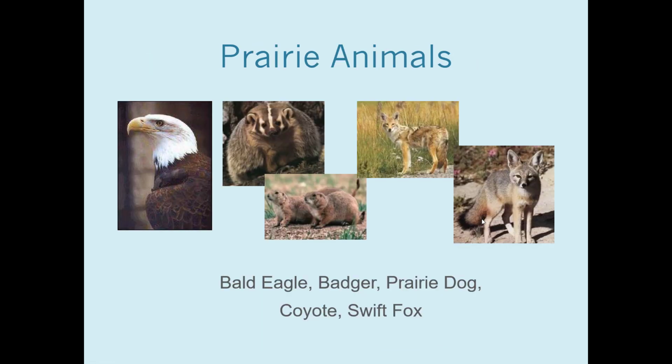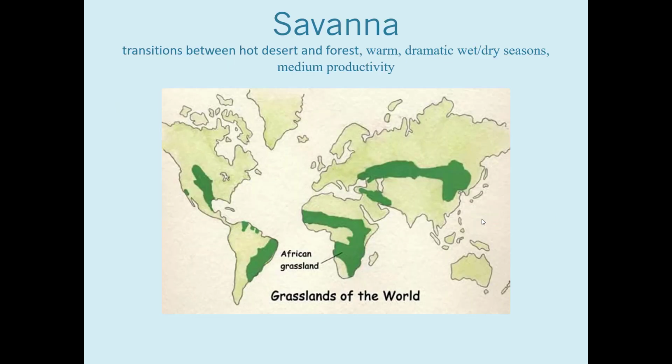Different types of prairie animals. Pick one. Okay, so the savanna is found in transition areas between hot deserts and forests. Largely think about Africa. That's the best place to think about it. It has dramatic wet and dry seasons, which is one of the things that drives migration of the large animals that live there. You may want to make a note: large animals move to find water, basically.